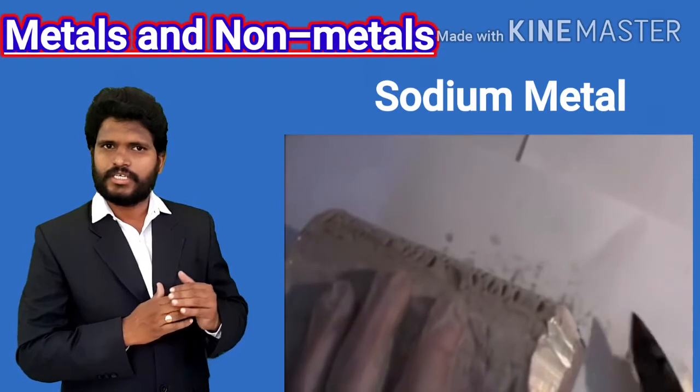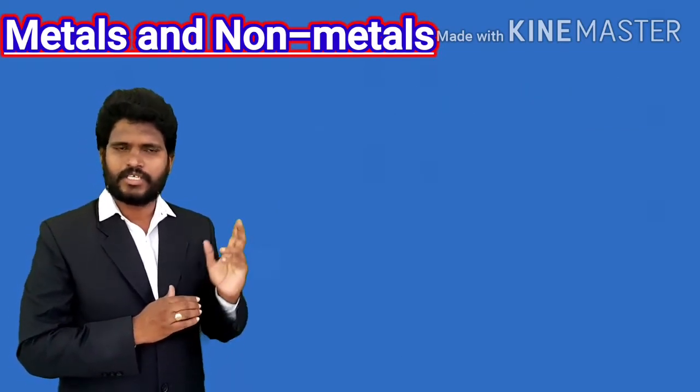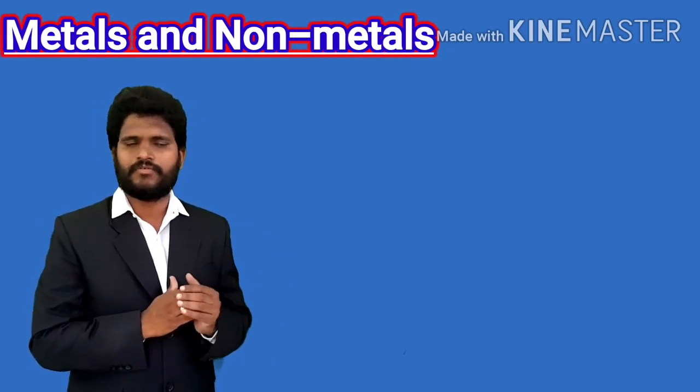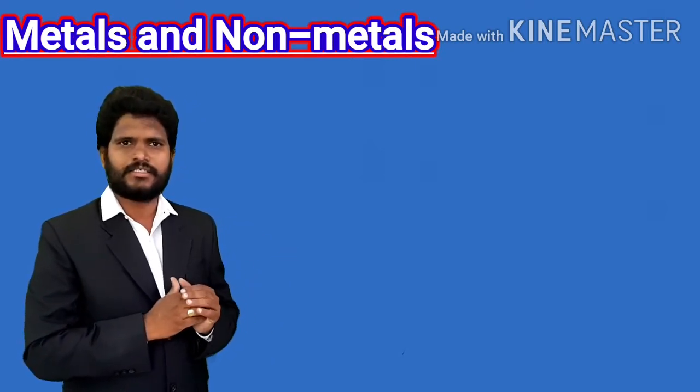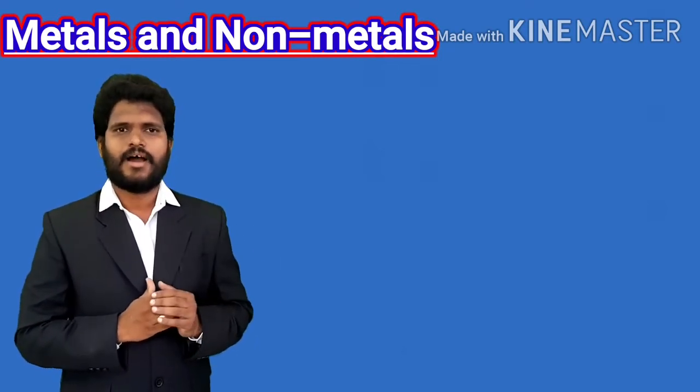Right. So till now, how many points have we discussed? 3 points. What is the first physical property? State. And the second physical property? That is color. And the third physical property, hardness.